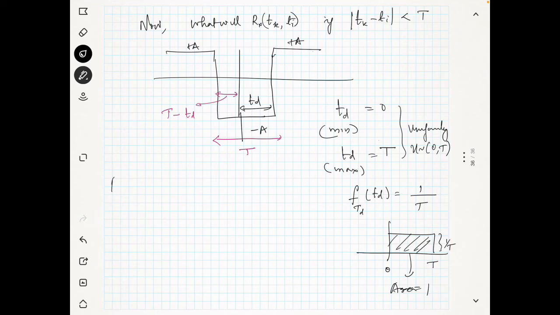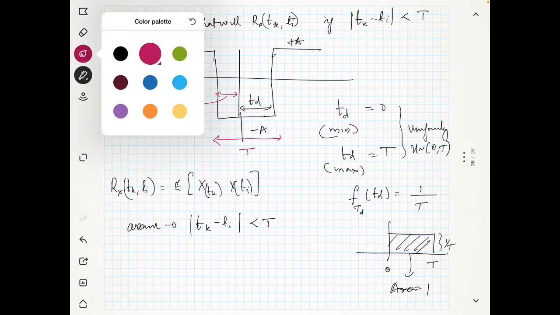Now we want to find the Rx of Tk and Ti, which is nothing but the expected value of x of Tk into x of Ti. And we assume that we are considering the interval, that means Tk minus Ti is less than capital T. Now we will consider a point here. How we can calculate this?